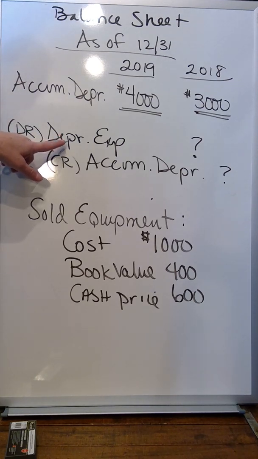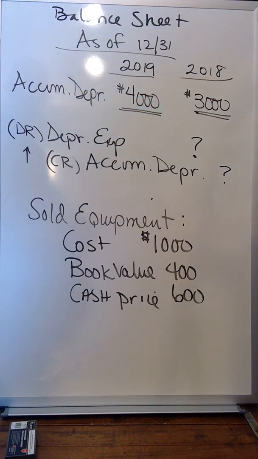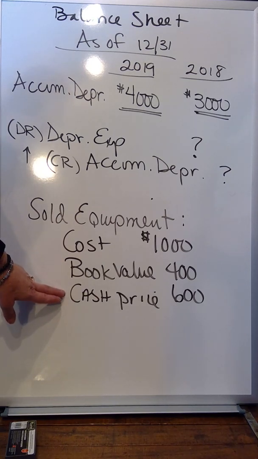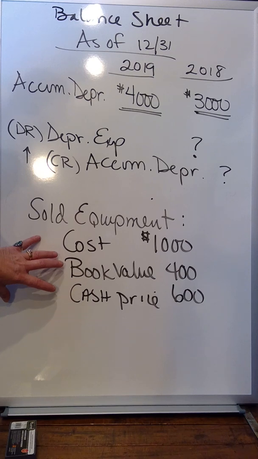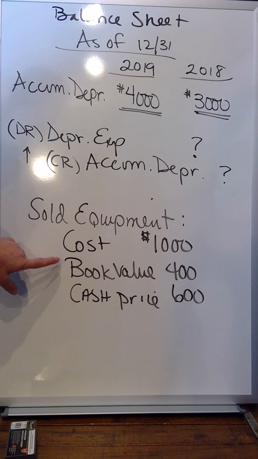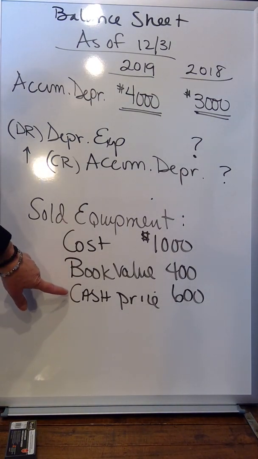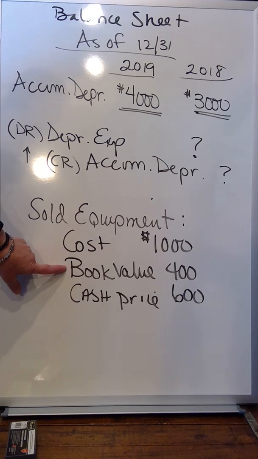But we have to be careful not to assume that that is the only thing that happened in the accumulated depreciation account. Back to our example on the equipment, they sold equipment during the year that cost $1,000. It had a book value of $400 and a cash sale price of $600. When they sold this equipment, they would have removed the cost. They would have removed the accumulated depreciation from the books, recorded their sale price and cash coming in, and then they also, in this case, would have recorded a gain on the sale because the cash sale price is $200 greater than the book value.